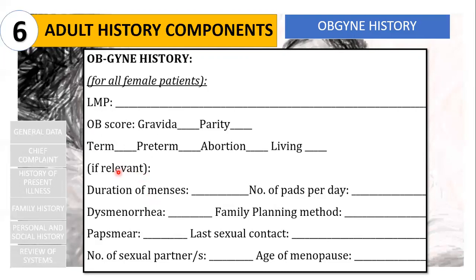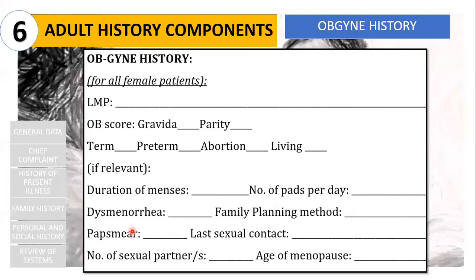Well, for the sexual history, we ask the use of family planning method, and we also ask the last sexual contact, the number of sex partners, age of menopause, and if the patient underwent any pap smear before.